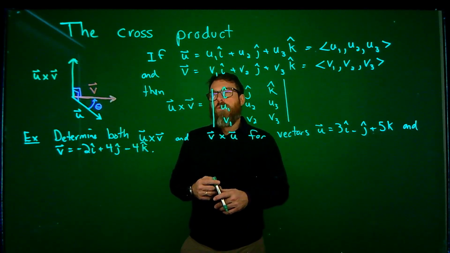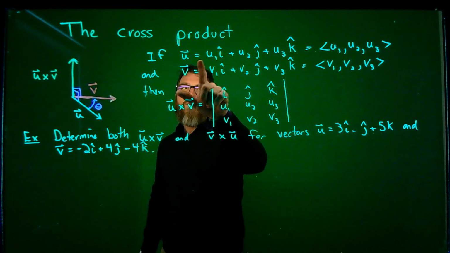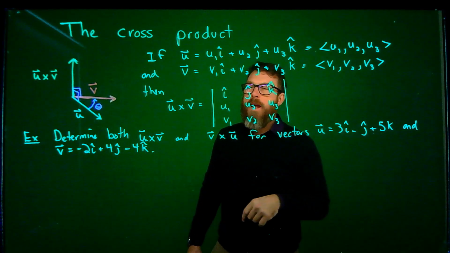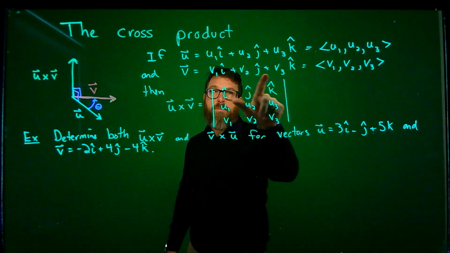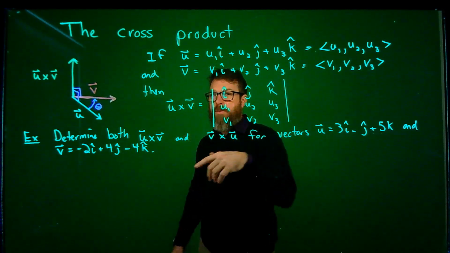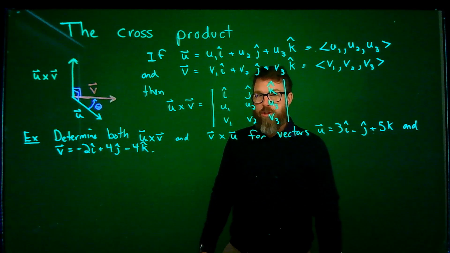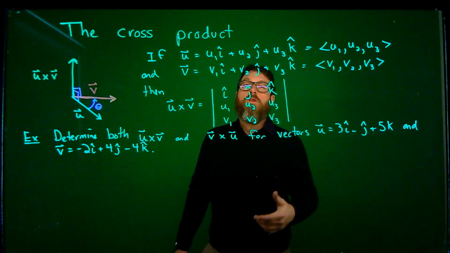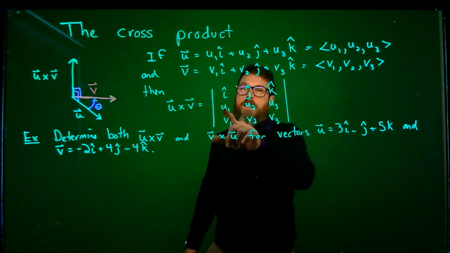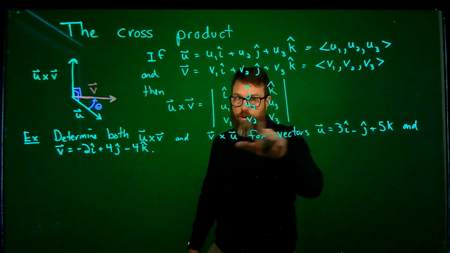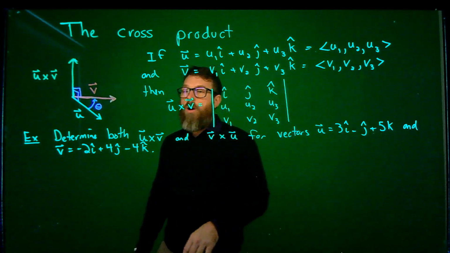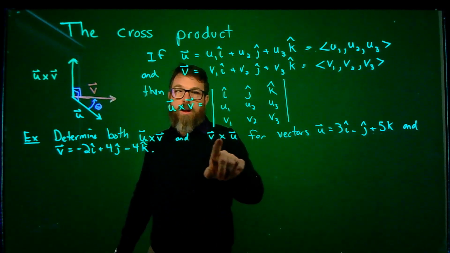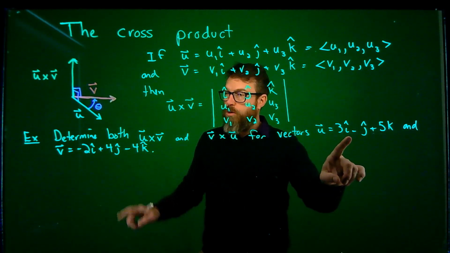So this is how to compute the cross product. If u is equal to u1i plus u2j plus u3k, or if I write it in component form, and similarly v is equal to v1i plus v2j plus v3k, then the cross product can be found by finding the determinant of this 3 by 3 matrix, where the top row is going to be our standard unit vectors, and then the second row is going to be u, and then the third row is going to be vector v. So what I want to do is I want to compute u cross v and also v cross u for these two vectors u and v.